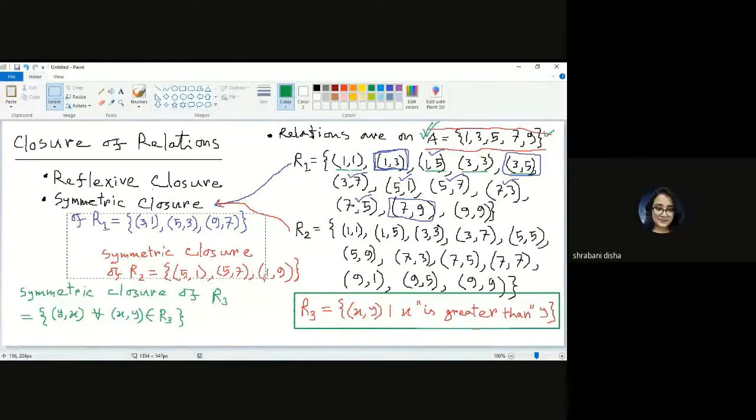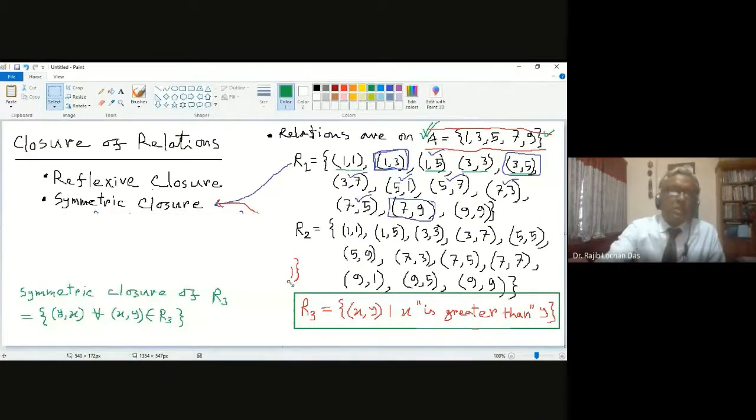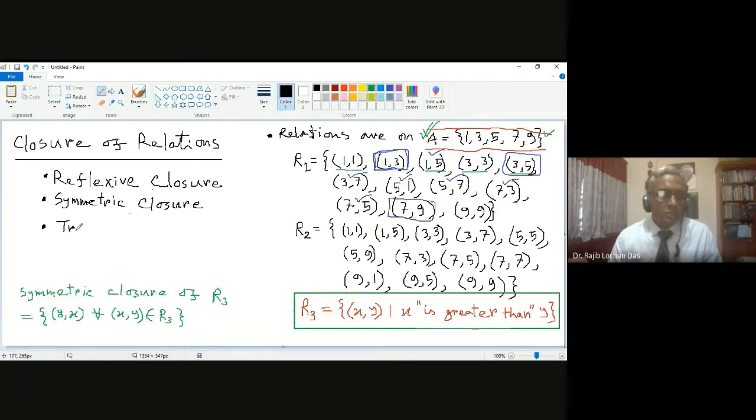No, sir. Then let us talk a little about the transitive closure. Again, the concept is the same. You will just consider the elements that you have, and then try to find out what you need. So in the transitive closure concept, you can write transitive closure concept.